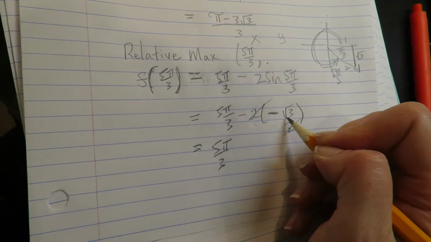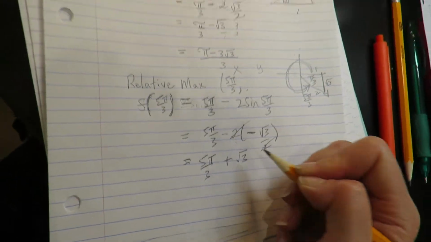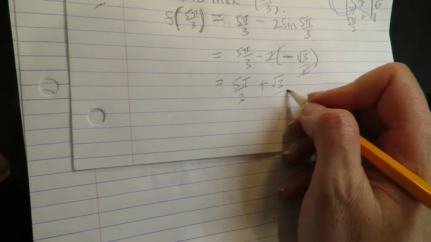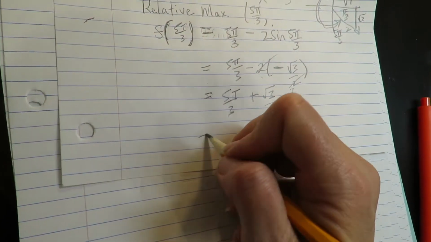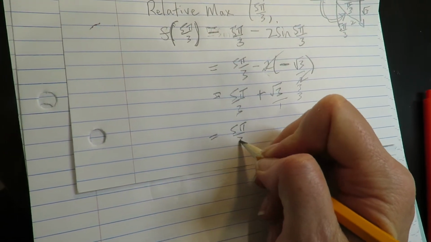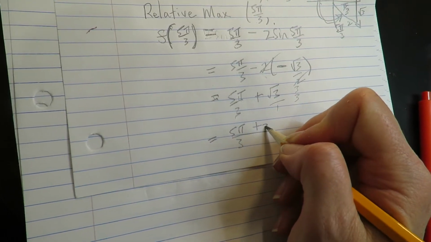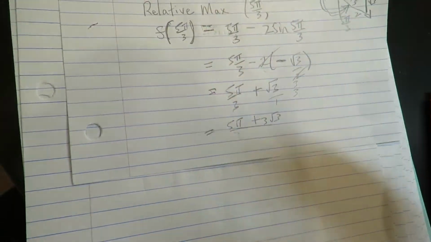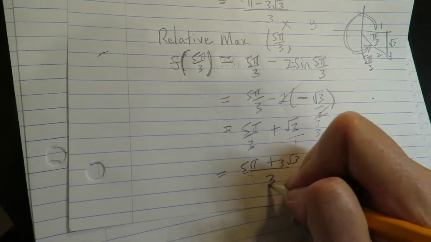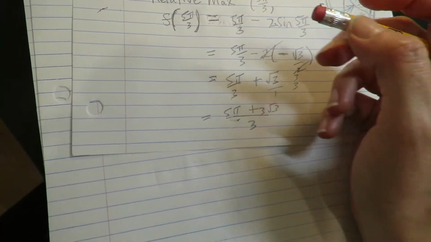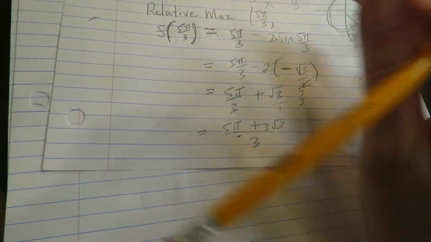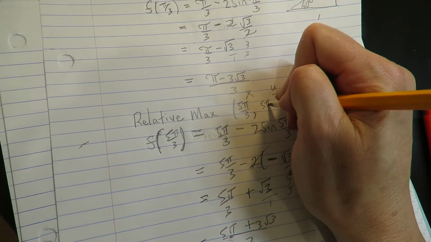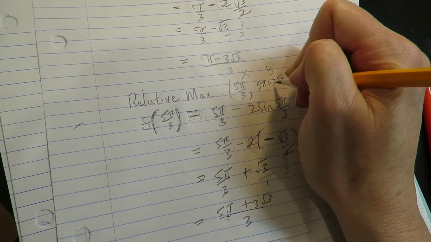Negative times negative is positive, radical 3. Let me do that a little better. If you want to do an LCD, you're going to get that. So let's just go back now and write this up here: 5 pi plus 3 radical 3 over 3.